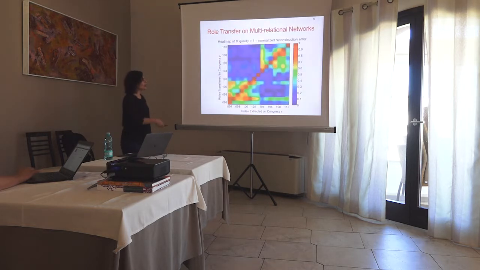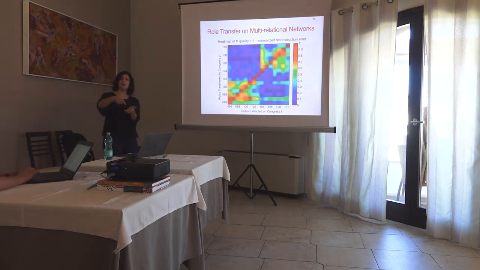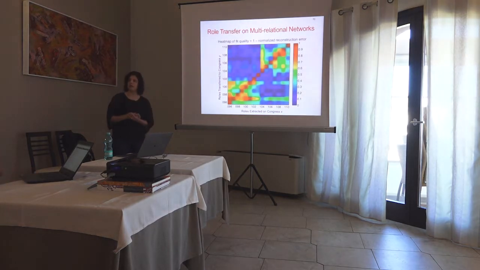So we did this. On the x-axis, you're seeing the roles that were extracted for one Congress, and on the y-axis, you're seeing how well it fit the other Congress. And I'm showing you the heat map of fit quality. Obviously, on this diagonal, you would expect it to be one. So if I extract roles from one Congress and I reconstruct it for that same Congress, I shouldn't have much error, right? Zero error, hopefully.